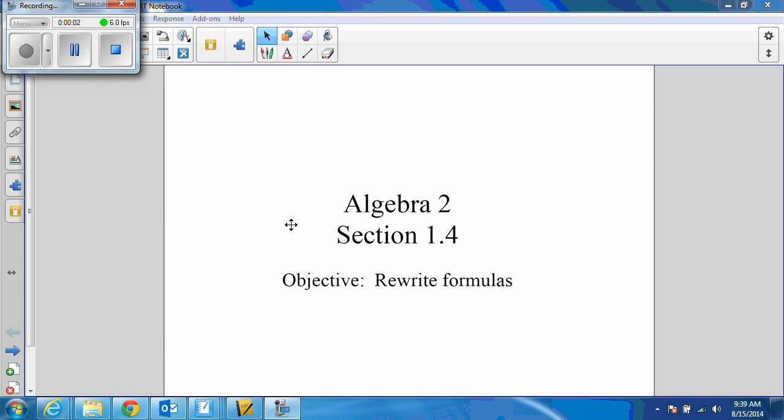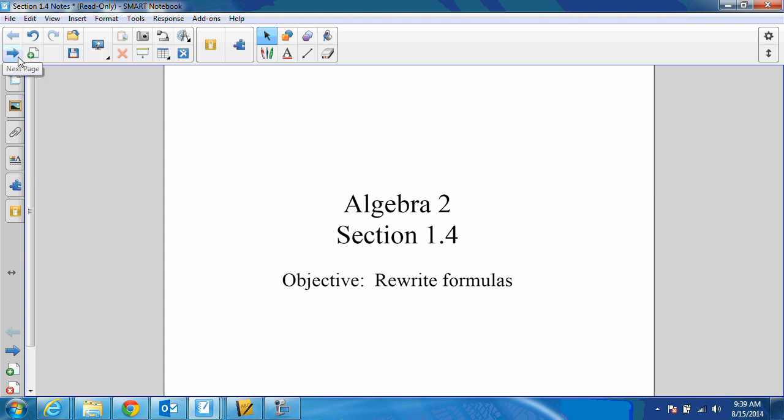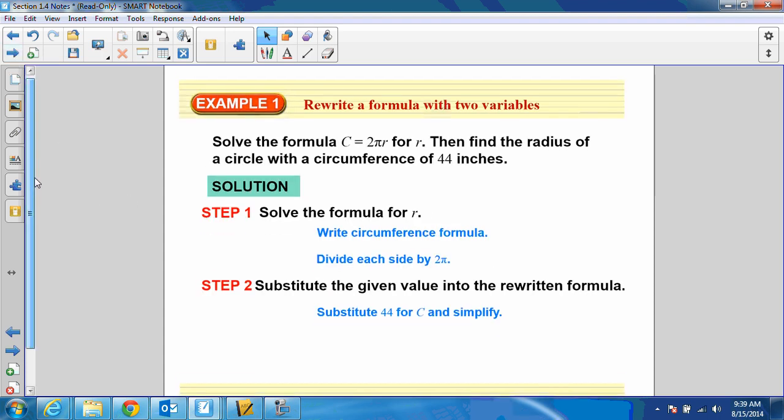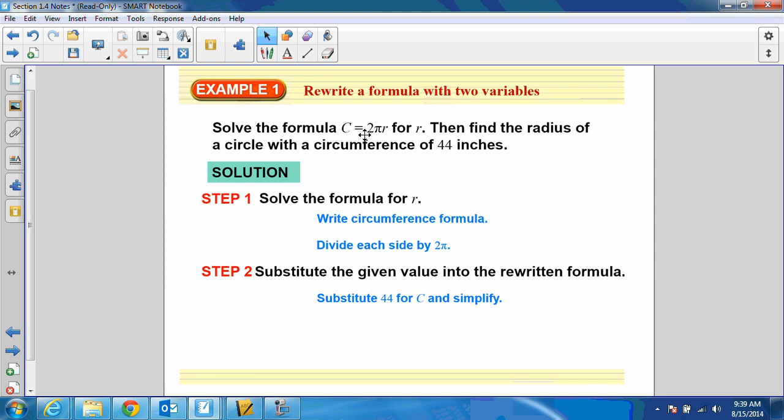All right, Algebra 2, Section 1.4. Rewriting formulas is a very important skill to have that you need to be able to do all through algebra. The first one here is: solve the formula C equals 2 pi r for r. Even on the homeworks, a lot of people just want to solve the problem, but you won't get full credit unless you rewrite the equation.